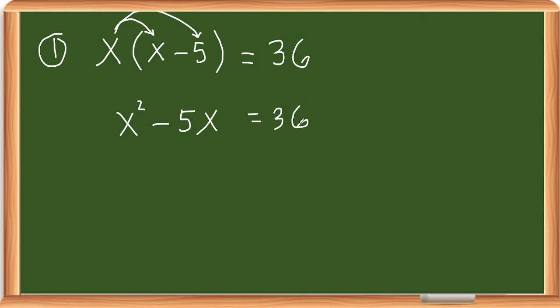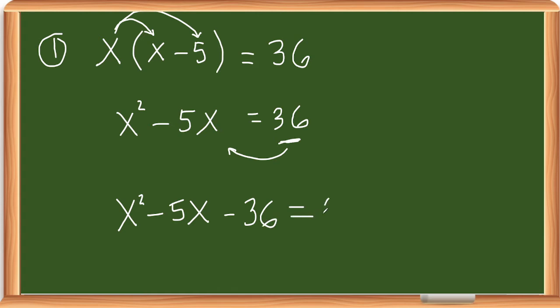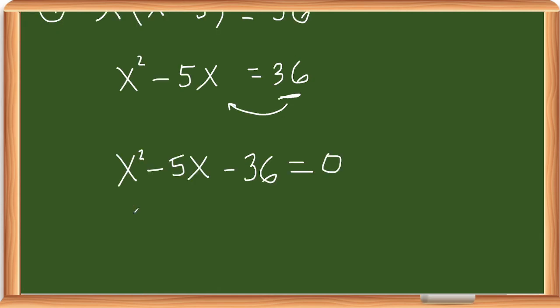Kaya lang, kailangan, to make it a standard form of quadratic equation, dapat 0 yung right side ng equation. So, we have to transfer the 36 dito sa kabilang equation. So, magiging x squared minus 5x minus 36 na siya, no? Equal to 0 na. Okay, so we can solve it now. Kung ano man yung nakasanayan nyo, kung paano, we have 4 methods, di ba?